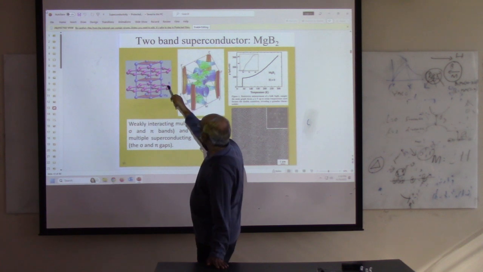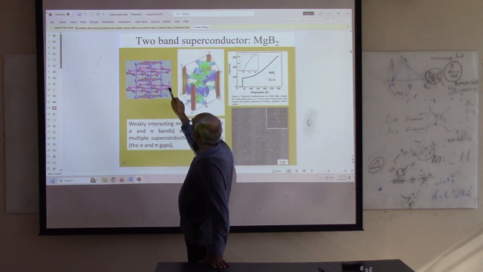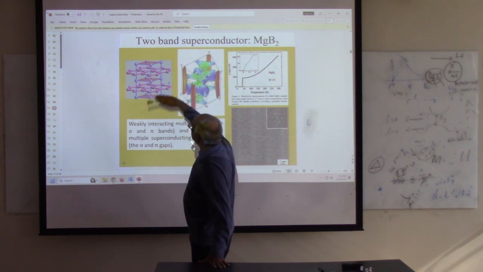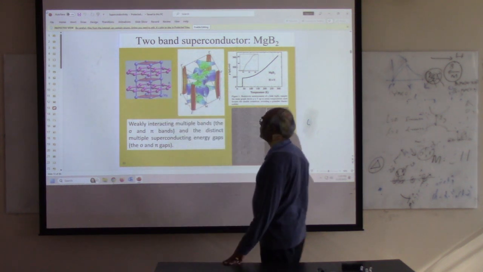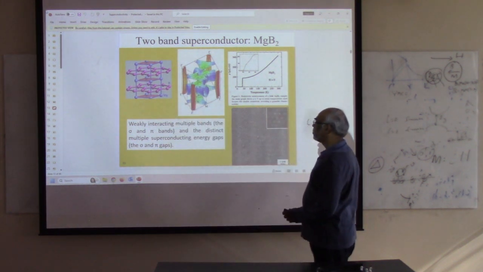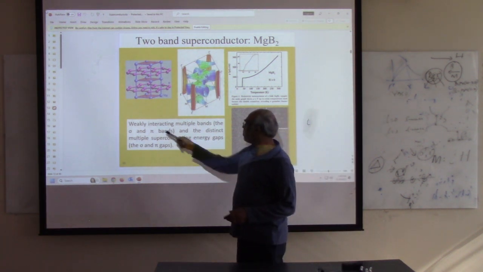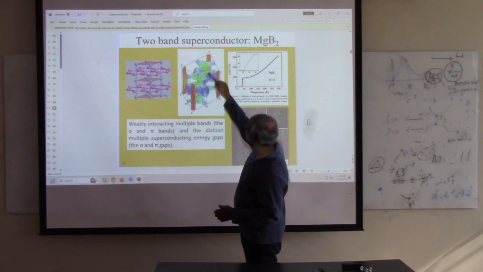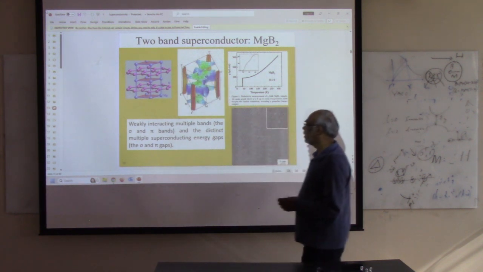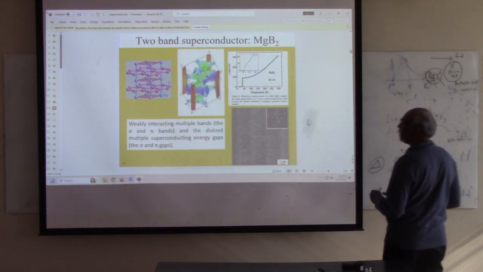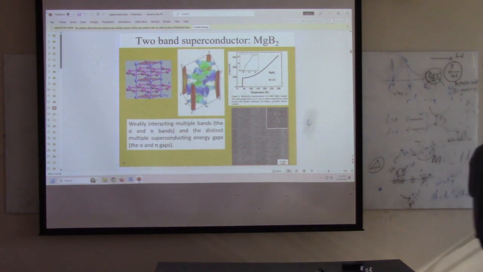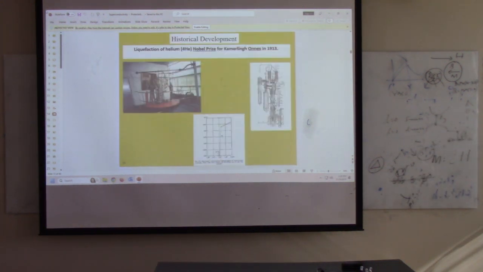You have boron layers here and magnesium layers. Again, these are two-dimensional structures. But here the superconductivity gap comes because of the sigma and pi bands. You can see here how they are overlapping with some very small interactions.